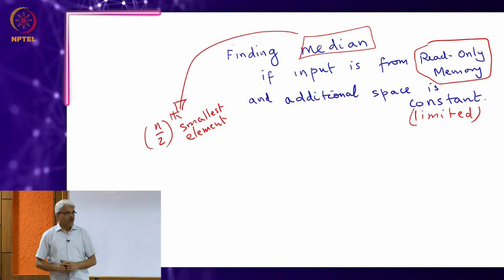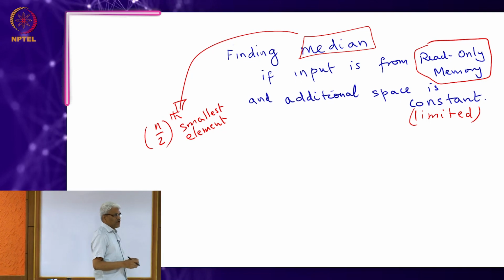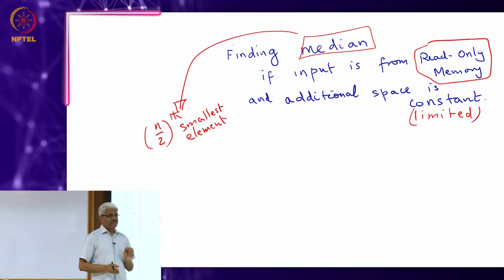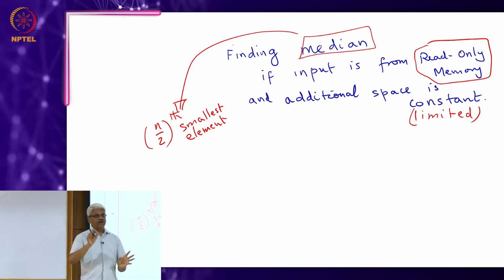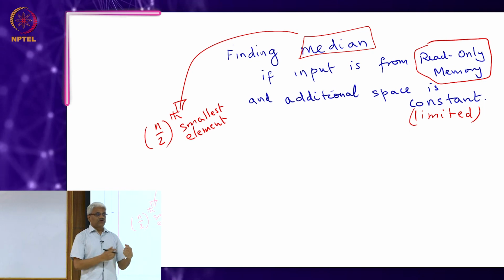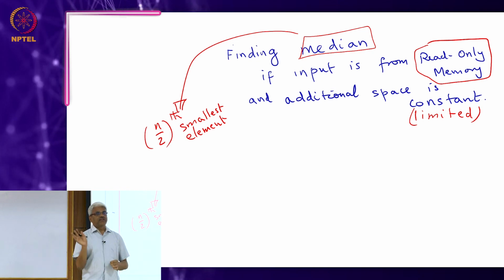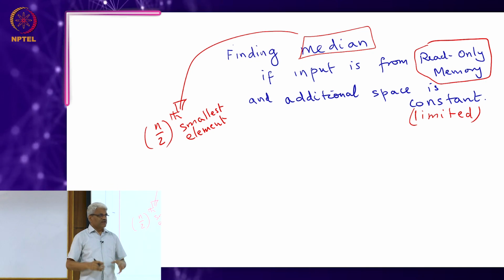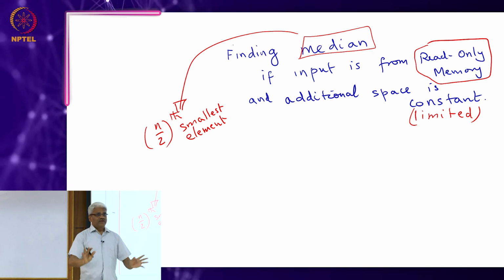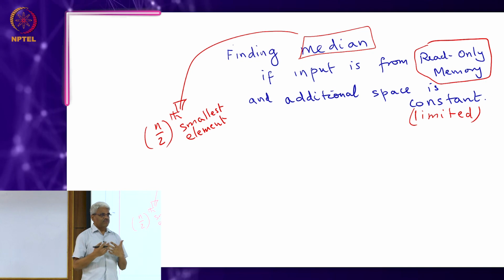and I have, let's say, constant space. Maybe 1 or 2 variables, 5, some constant independent of n is the amount of extra variables you're allowed. I want to find the median. Let's think of some algorithm. I don't care about the time. Let's see, can I find some algorithm?